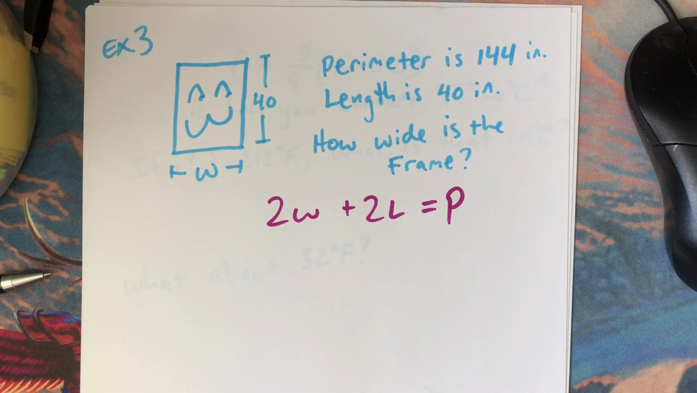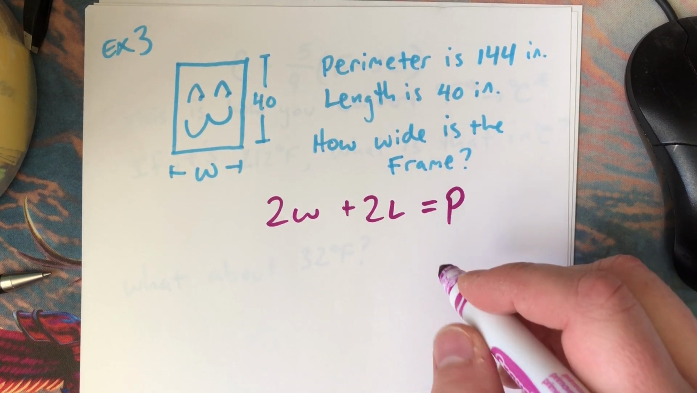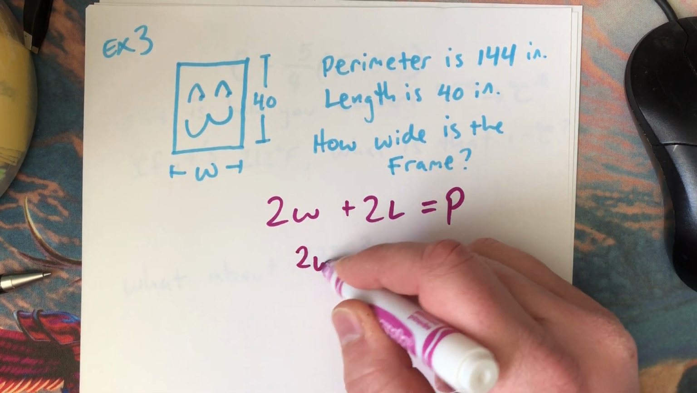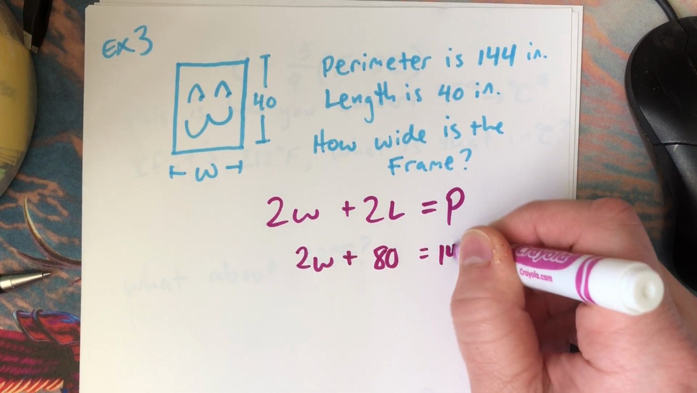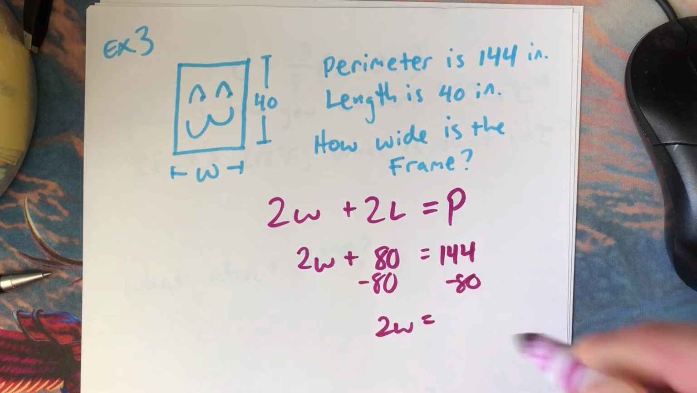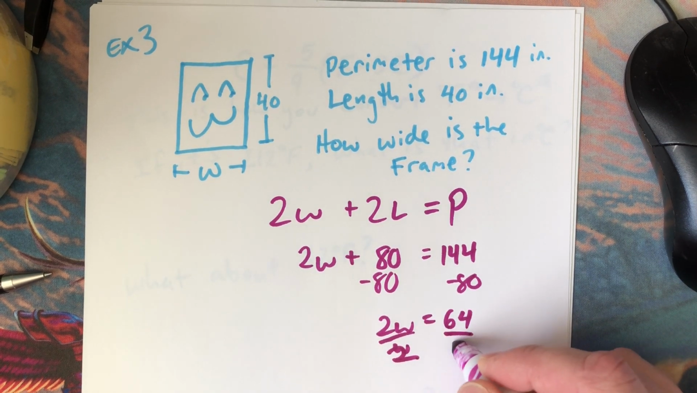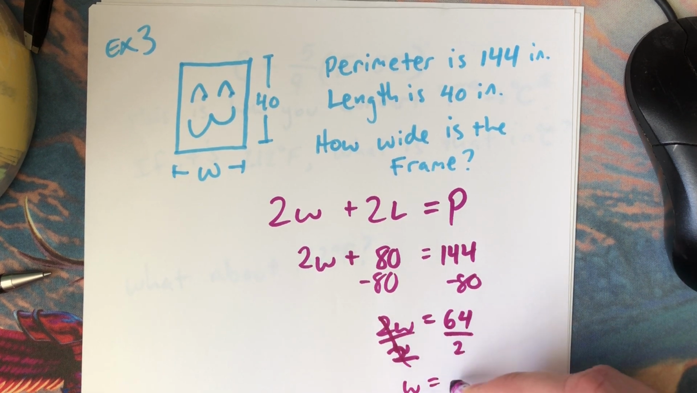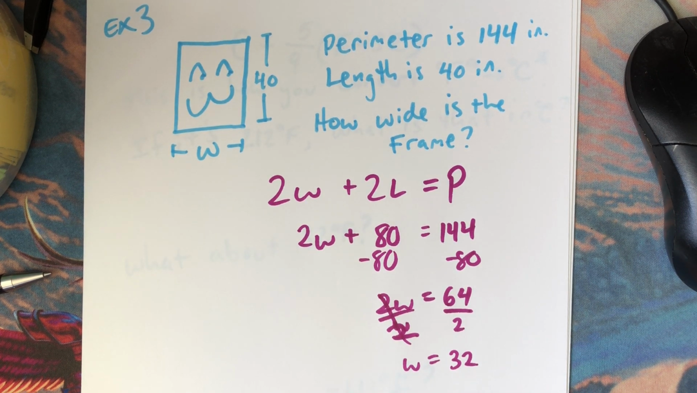All right, so personally, I think solving this for W first is actually more work than I want to do. I'm going to say 2W plus 80, right, because 40 times 2 is 80. I'll subtract the 80 from both sides. 2W is equal to, what is that, 64? Divide by 2, divide by 2. 64 divided by 2 is 32. So I got that the width is 32.